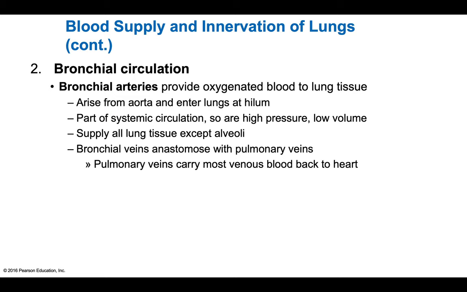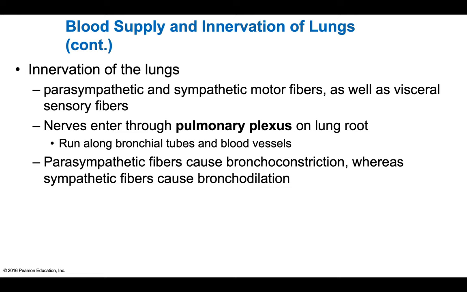In terms of innervation, the lungs are innervated by both parasympathetic and sympathetic motor fibers, in addition to visceral sensory fibers. These nerve fibers enter each lung through the pulmonary plexus on the lung root and run along the bronchial tubes and blood vessels in the lungs. Parasympathetic fibers cause the air tubes to constrict, whereas the sympathetic fibers dilate them.